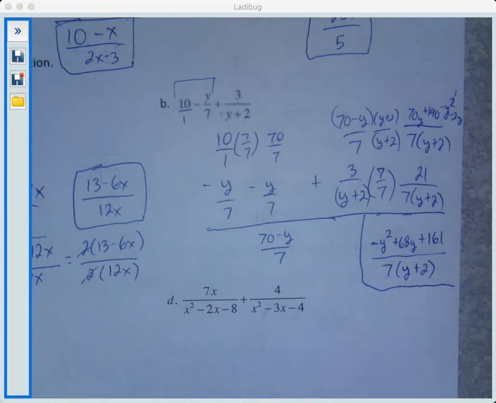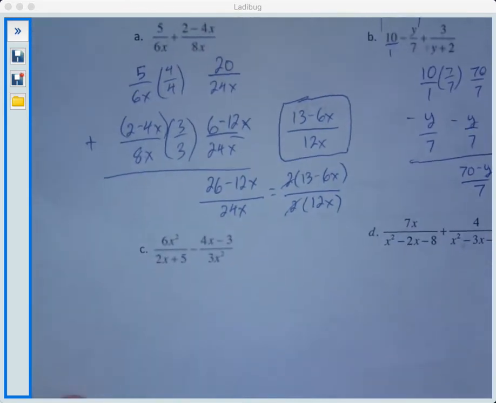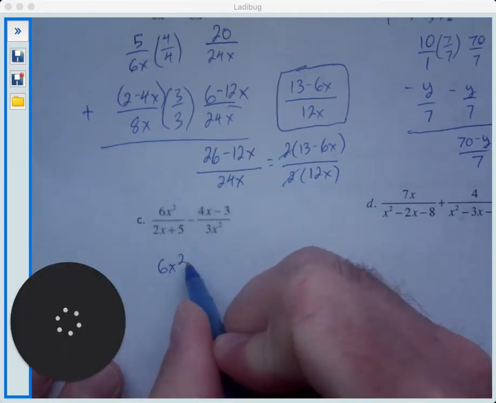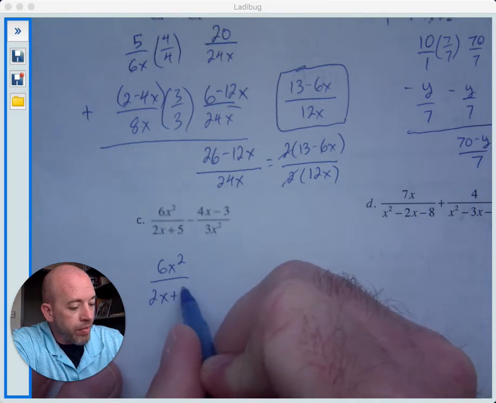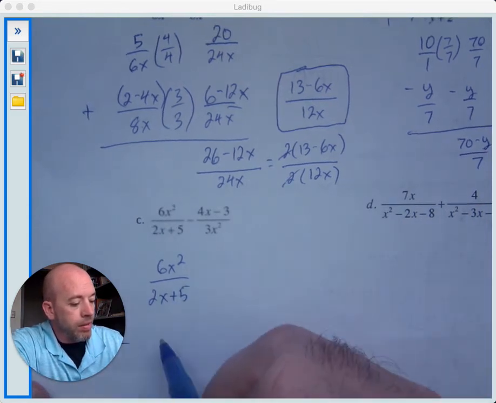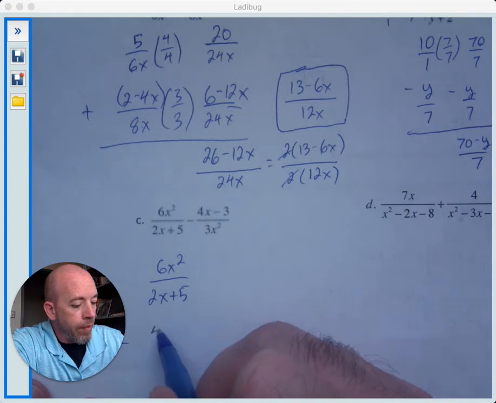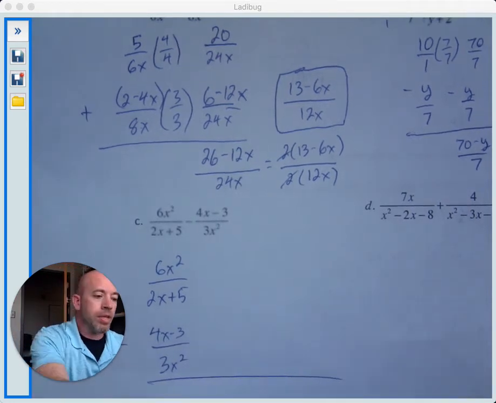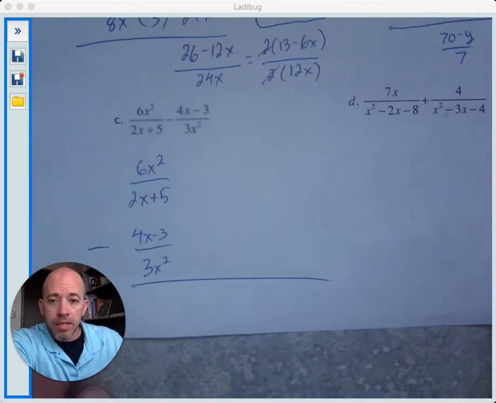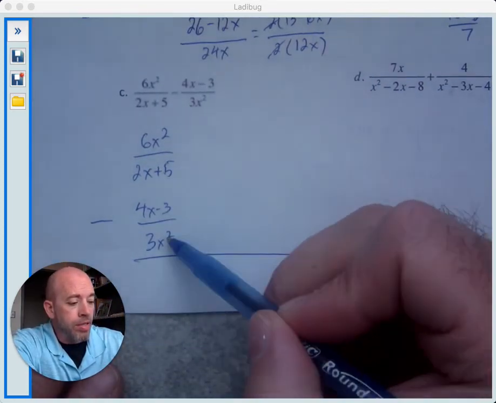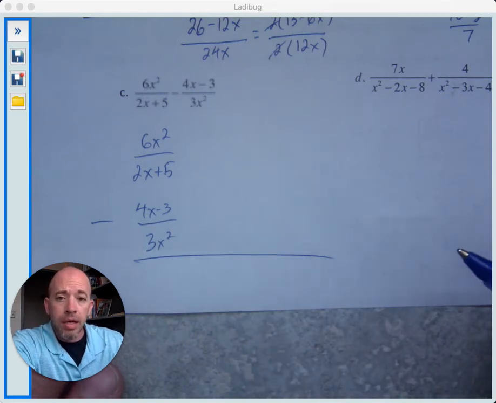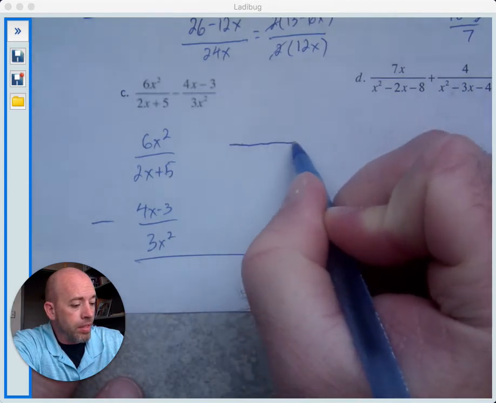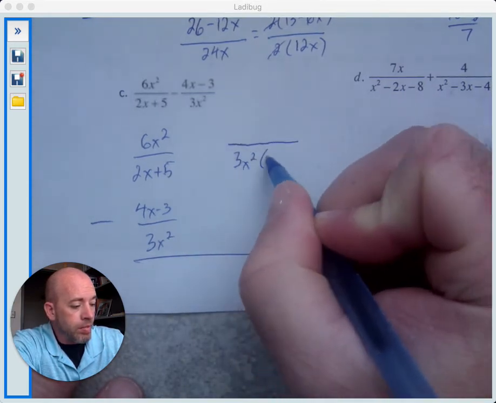All right, let's look at the next one. Here we're subtracting. I'm going to write it vertically, 6x squared over 2x plus 5, subtracting 4x minus 3 over 3x squared. Okay, your common denominator. Since these two denominators don't have any factors in common, your LCD is just the product of the two. So your LCD is going to be 3x squared times 2x plus 5.